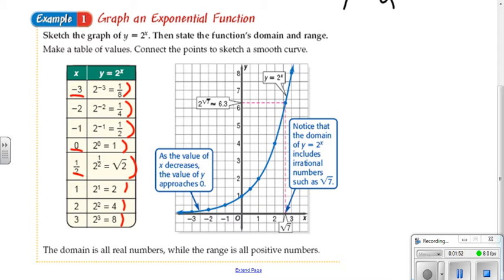When x is negative 3, here we are at 1/8. Very, very small value. Move up ever so slightly at negative 2, 1/4, a little bit more at negative 1, 1/2, even more so here at 0, positive 1. Then at 1/2 here, we're at the square root of 2. So moving up a little bit more. Then at 1 we're at 2, at 2 we're at 4, at 3 we're at 8, way up here. And we also even included this one here, the square root of 7. We just put that in there for kicks. 2 to the square root of 7 is approximately 6.3.